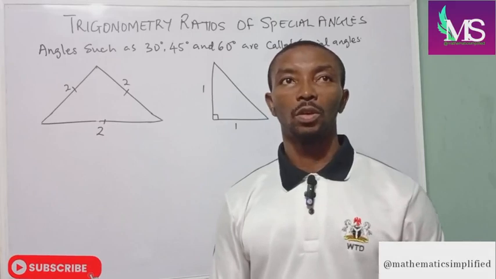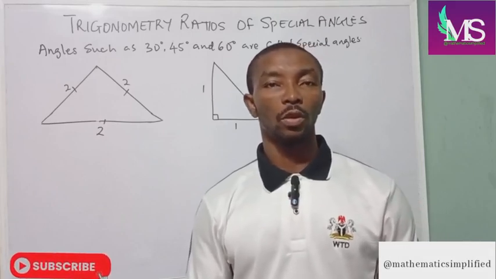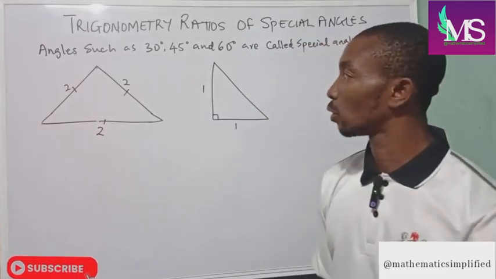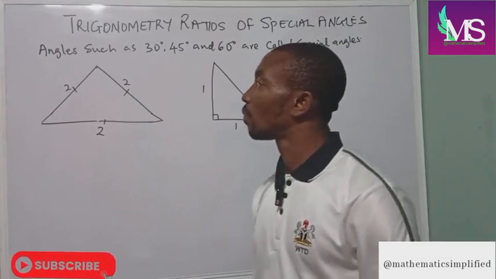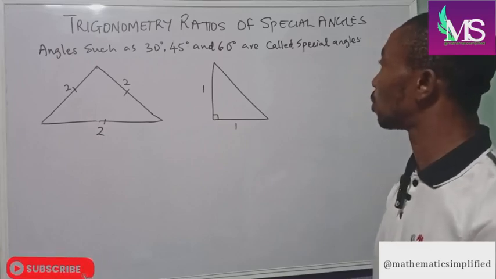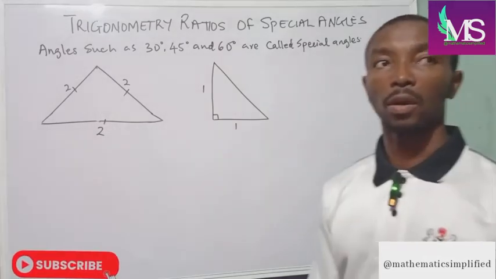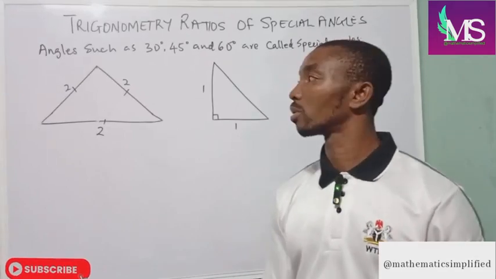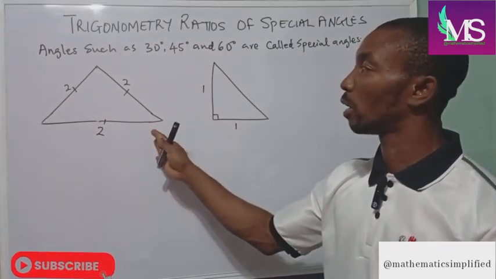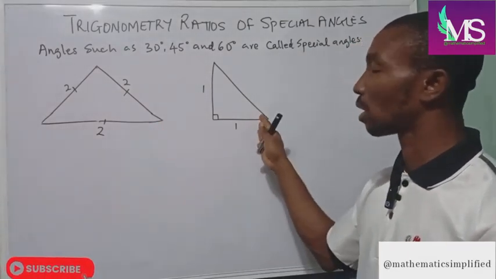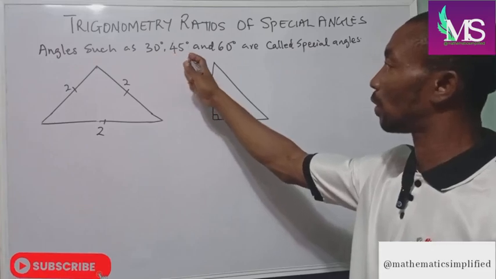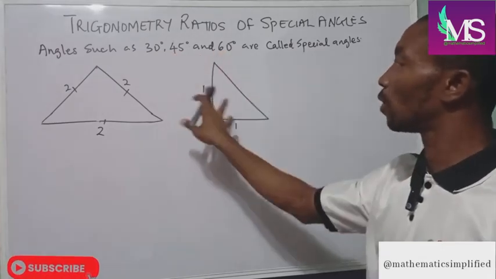Today we'll be treating trigonometry ratios of special angles. Alright, now going right into it, angles such as 30 degrees, 45 degrees and 60 degrees are called special angles. Why? Because these angles can be gotten or calculated from our equilateral triangle and our right angled triangle. Now, how can we calculate 30 degrees, 45 degrees and 60 degrees from this triangle?